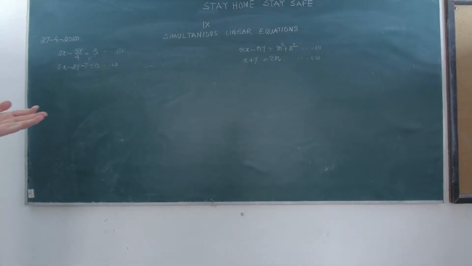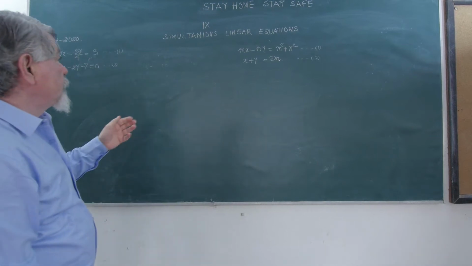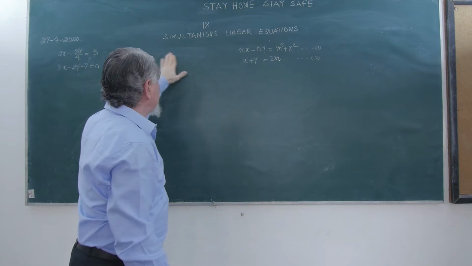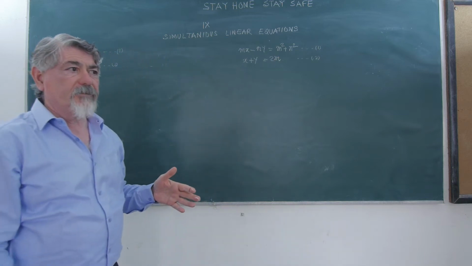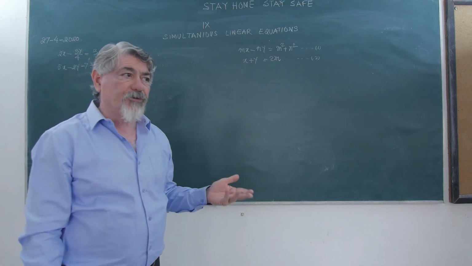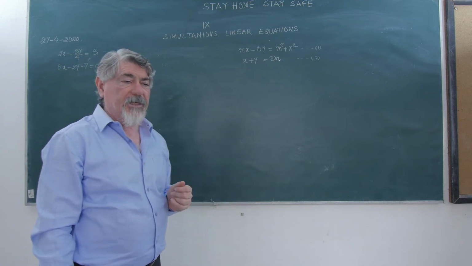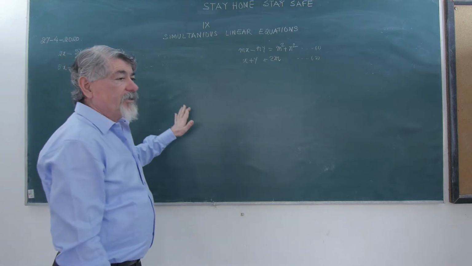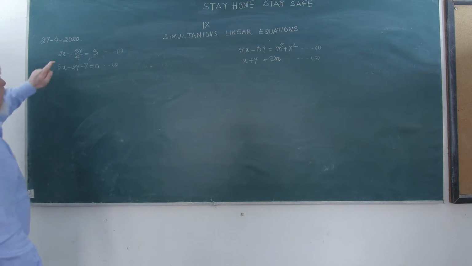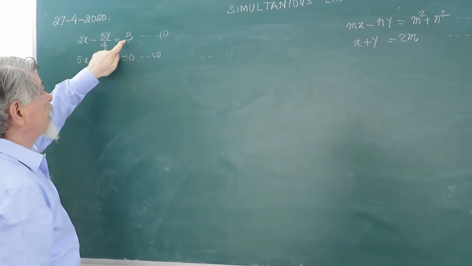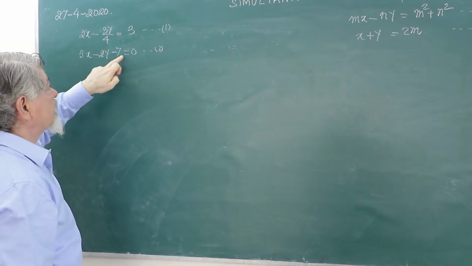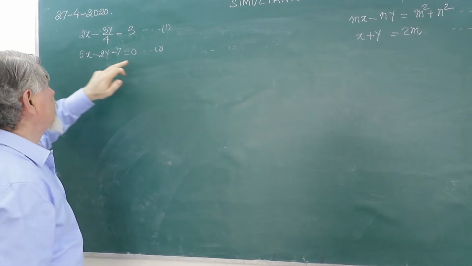I have written two questions, and both these questions I am going to do by the method of substitution. I'll do a few questions together by substitution, a few questions together by elimination, and a few questions by cross multiplication. To begin with, I am doing a few questions with the method of substitution. Like 2x minus 3y upon 4 is equal to 3, first equation. 5x minus 2y minus 7 is equal to 0 is the second equation.